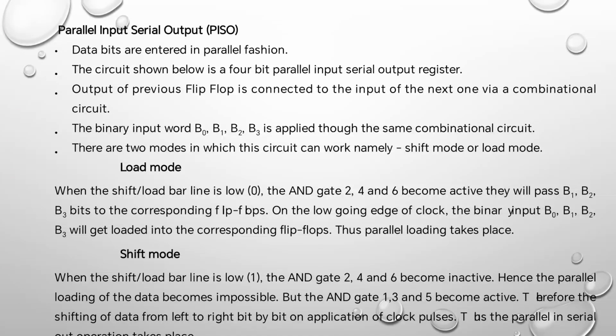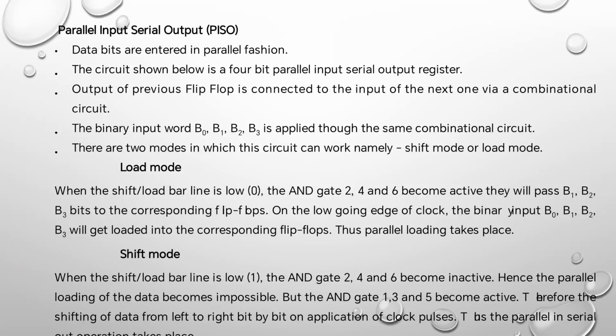There are two modes available in this parallel input, serial output: one is the shift mode and the second one is the load mode. When the shift or load bar line is low, the AND gates 2, 4, 6 become active. They will pass B1, B2, B3 bits to the corresponding flip-flops. With the clock going low, the binary input B0, B1, B2, B3 will get loaded into the corresponding flip-flops, and parallel loading takes place.